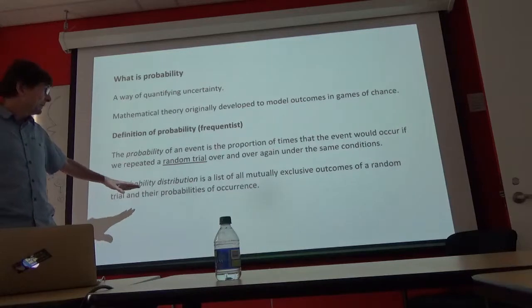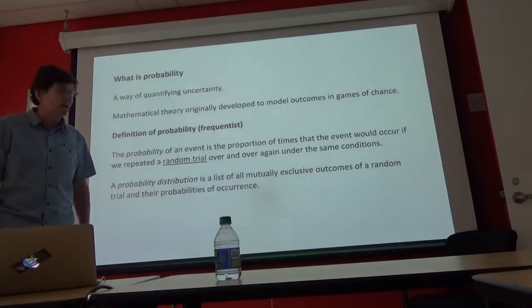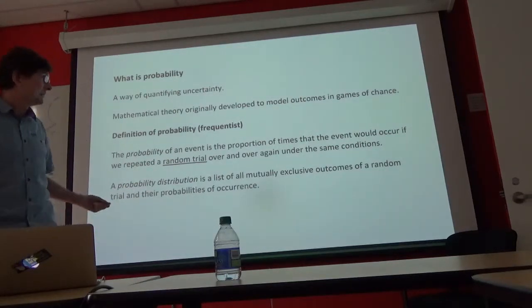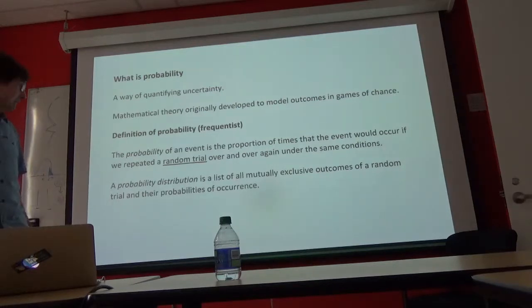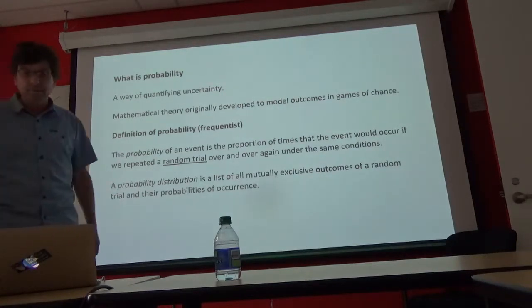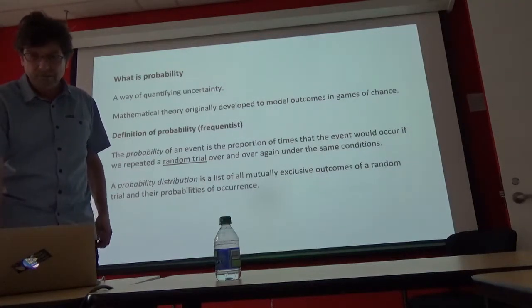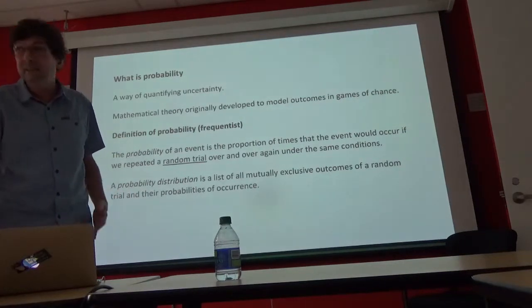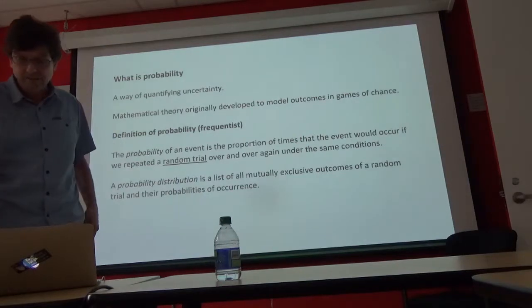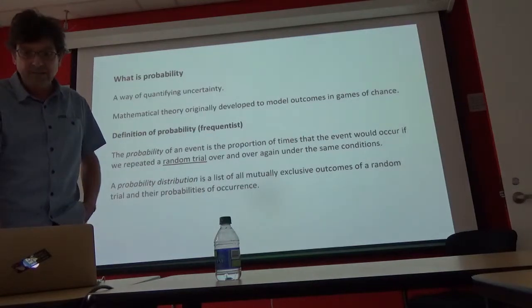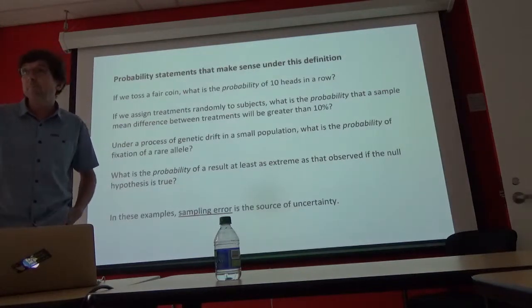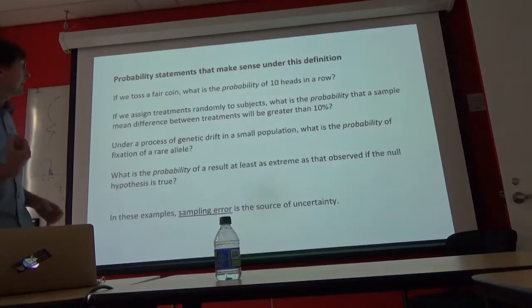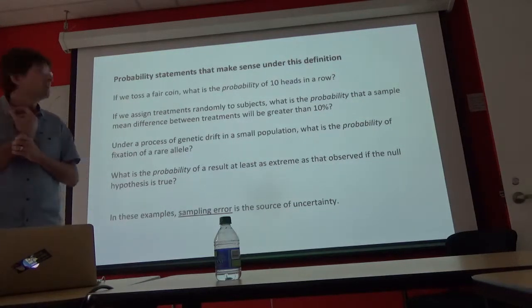And then a probability distribution is the list of all mutually exclusive outcomes that might occur and their probabilities of occurrence. So the definition of probability, the one that's used in conventional statistics and the one that we've employed so far in this course, is a frequency, a long-run frequency. And there are a number of probability statements that I can make that make sense under this definition.